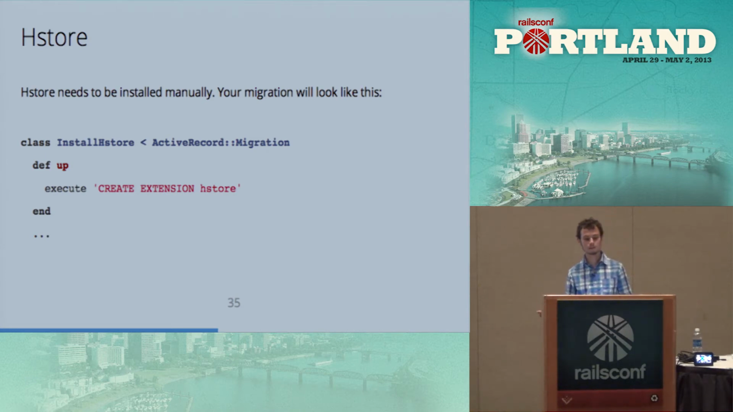hstore doesn't come installed by default with Postgres. It is, however, shipped in Postgres's contrib modules. So all that you need to do is make sure that you actually create the extension for Postgres. You just need to drop a migration in. It's going to execute some arbitrary SQL. In this case, the arbitrary SQL is to create the extension hstore.